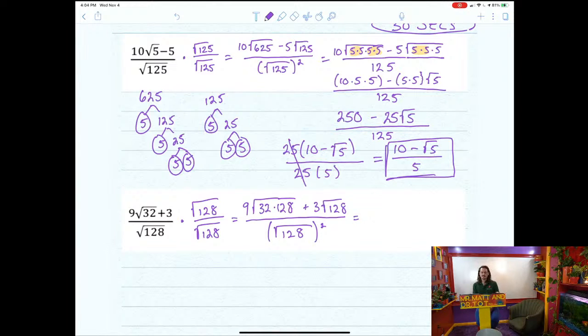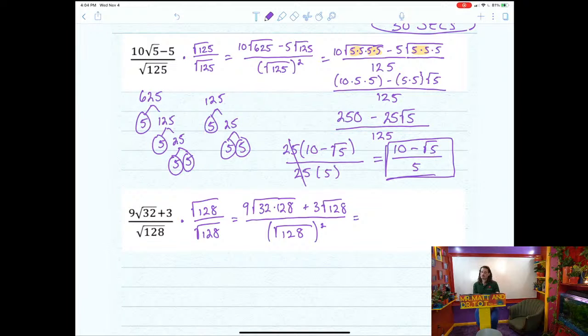In the denominator, I'm going to get root 125 times root 125. Those will ultimately cancel out because the root and the square are opposite operations. And so that's going to result in a denominator of just 125, the integer value 125.